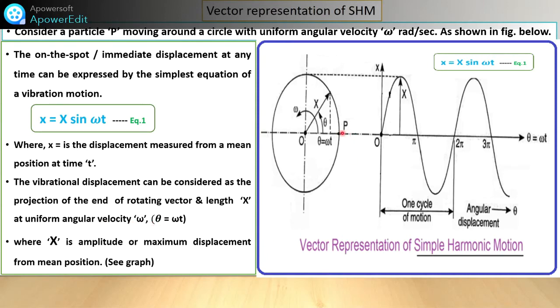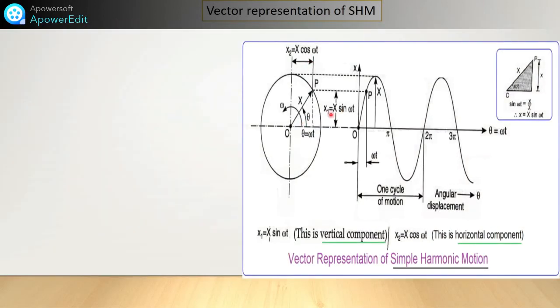Suppose this P is the point moving from this place to this place. What we do is project a dotted line on this horizontal axis. Similarly, we are projecting here on this curve. So what will happen then? Capital X, we already know this. This is the amplitude, the maximum displacement from the mean position. So this is the diagram. It represents what I want to say.